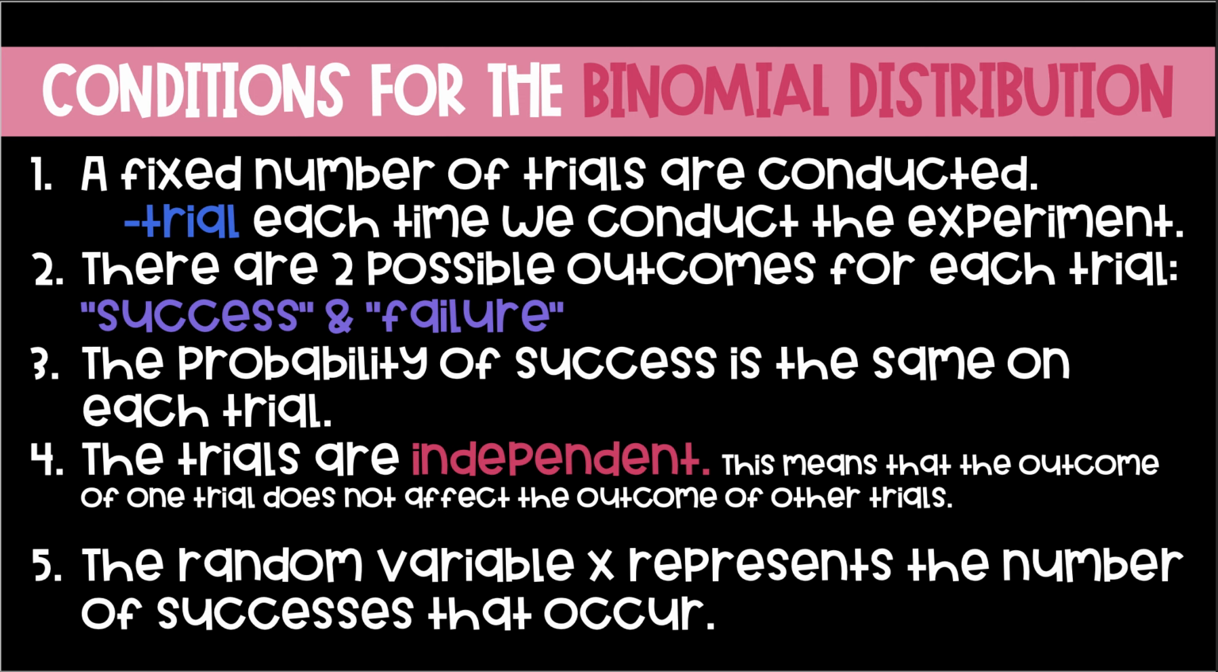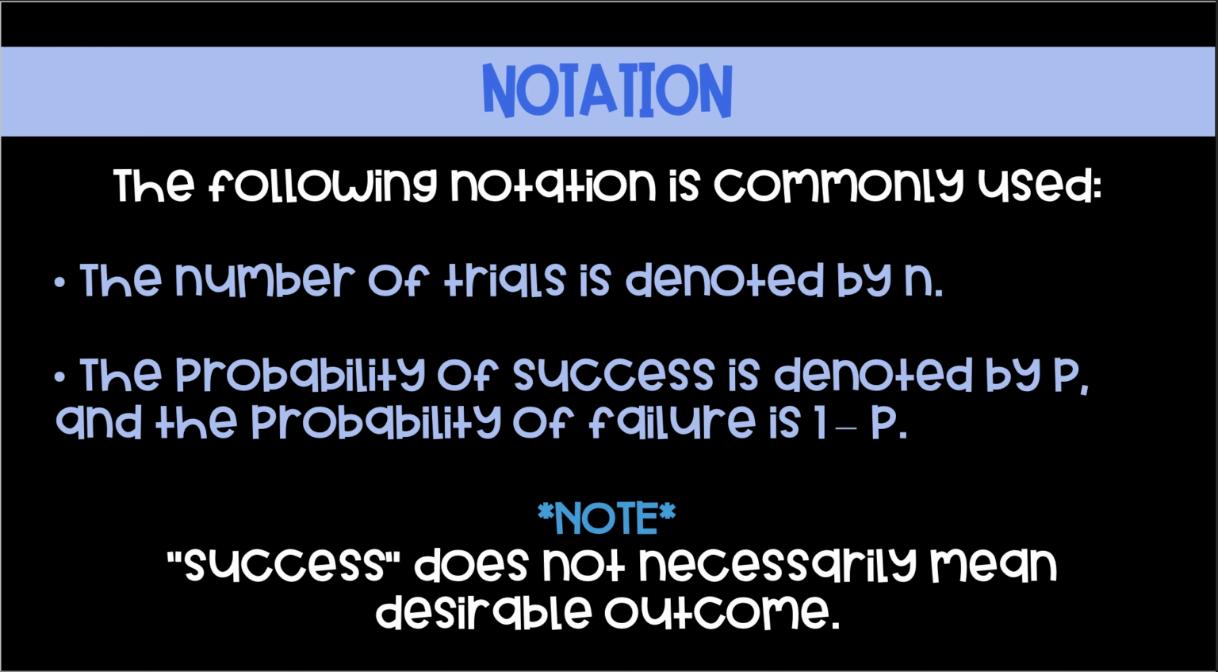We're going to use the letter X, the random variable labeled X, to represent the number of successes that occur. As per our notation, we're going to use N to represent the number of trials. We're going to use P to represent the probability of success. And just by using the complement rule, the probability of failure will be 1 minus the probability of success, or 1 minus P. Note how, again, success does not necessarily mean a desirable outcome. It just means what we're looking for.